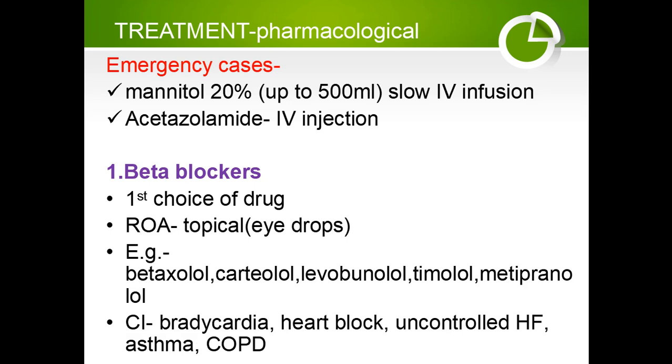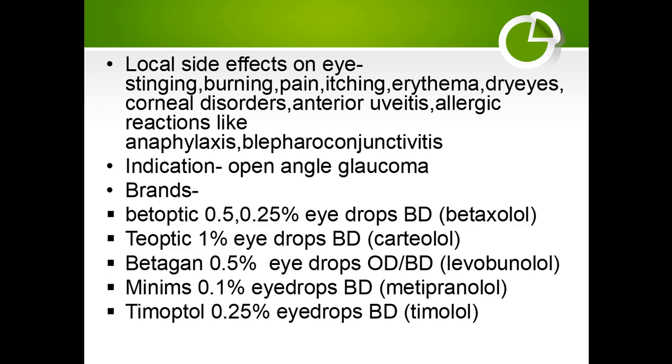What are the contraindications? Bradycardia, that is decreased heart rate, heart block, uncontrolled heart failure, asthma, COPD. These are the contraindications where beta blockers should not be used. Local side effects on the eye: stinging, burning, pain, itching, erythema. Erythema is redness of the eye.